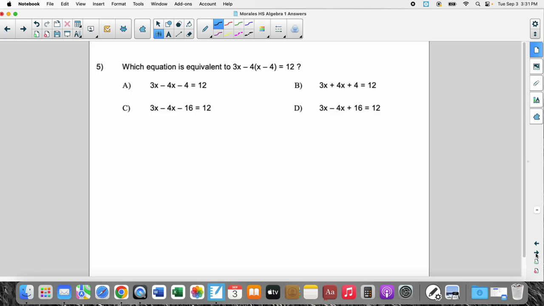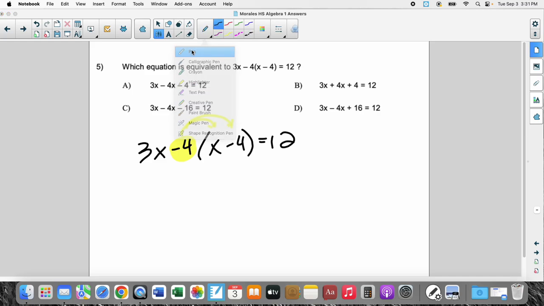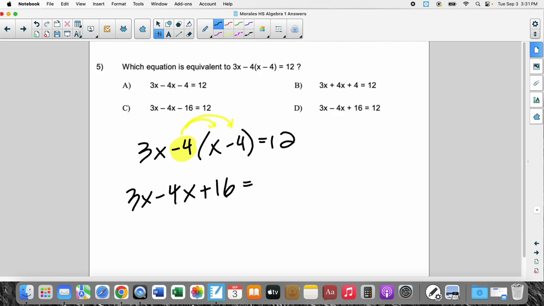Which equation is equivalent to 3x minus 4 times the quantity x minus 4 equals 12? So I'm not solving it. Looking at the choices, I'm not solving it. I just got to see which one is equivalent to it. So if I was going to start simplifying this problem, I would distribute the negative 4 into the parentheses. And that next line would look like 3x minus 4x plus 16 equals 12.